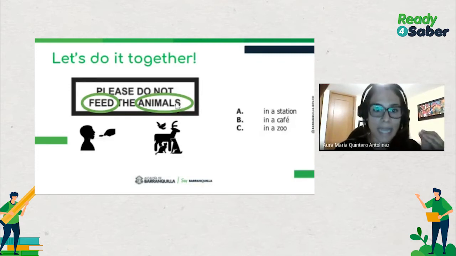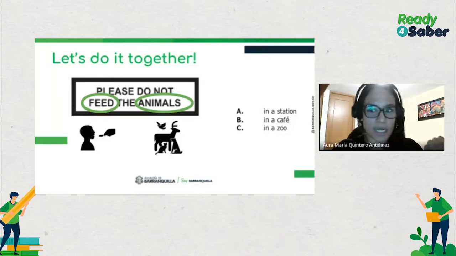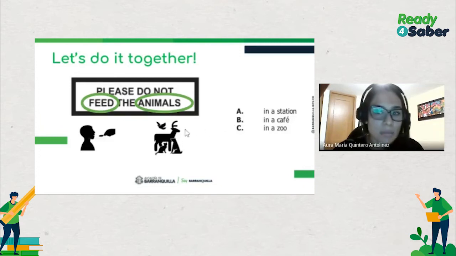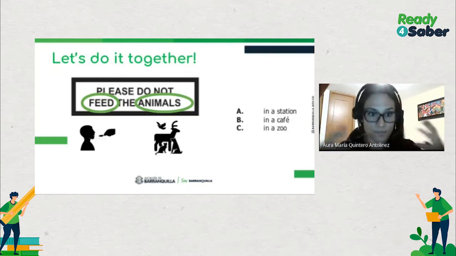Y si solo nos basamos en animals, en una estación, bueno, en una estación encontrar animales o en un café encontrar animales y miren el tipo de animales que presenta la imagen. Son animales silvestres, ¿verdad? Son animales que no necesariamente tienen que ser domésticos. So, out of the 3 options, right, you say, okay, it's a zoo, right? Feed the animals, y esto es muy común encontrarlo en los zoológicos, no alimentar los animales, ¿sí? Que por favor no alimente los animales. Very common sign, very easy to identify. So make sure that you identify the image with the words.